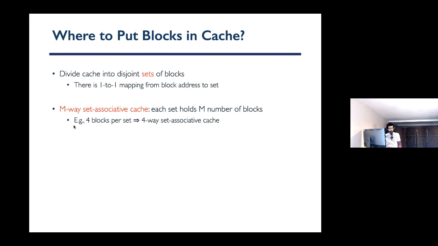Now, an M-way set associative cache. This is a cache where each set has M blocks. That's what it means. So if I have a two-way set associative cache, that means that each set is going to have 2 blocks. If I have a 4-way set associative cache, that means that each set is going to have 4 blocks, and so on and so forth, right?